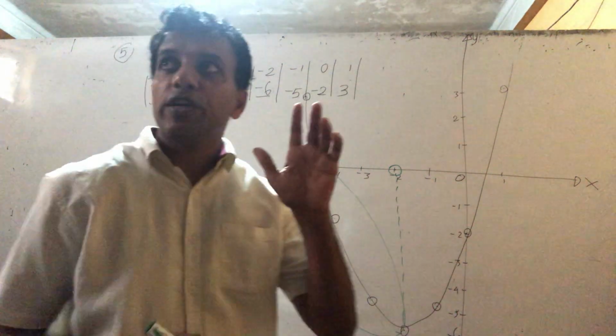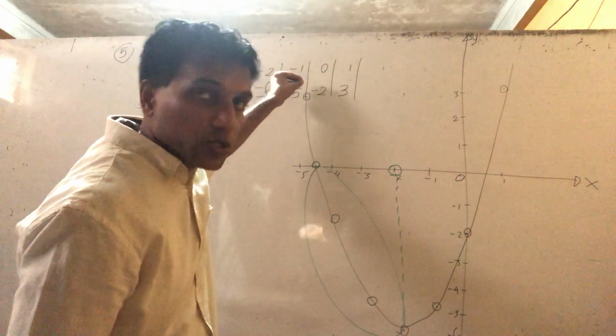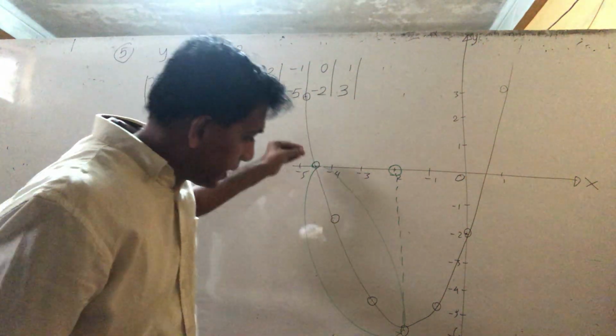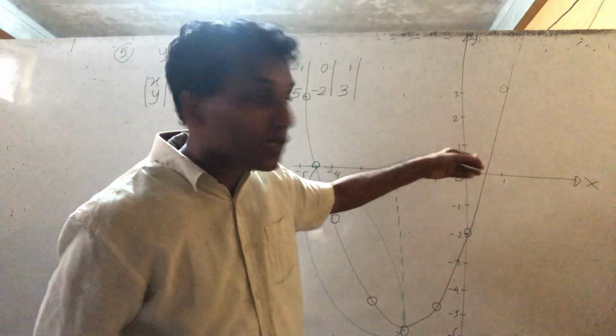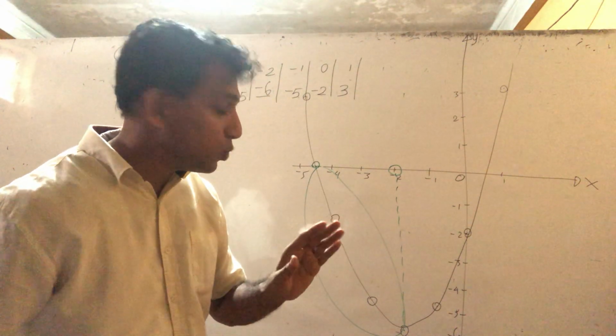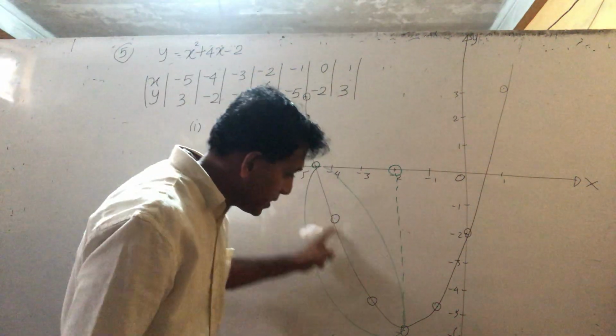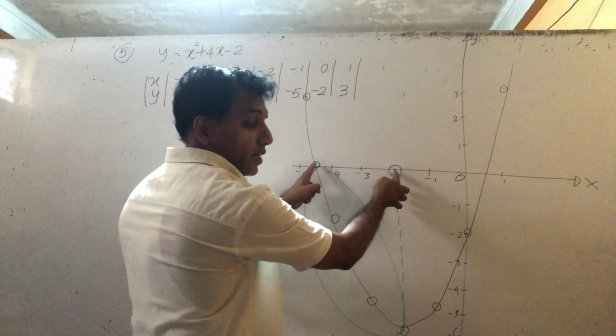As I mentioned in my first video, every graph has 4 ranges. See here: positively decreasing, negatively decreasing, negatively increasing, positively increasing. So here they ask for negatively decreasing, like this. So these two are the values from here to here, right?